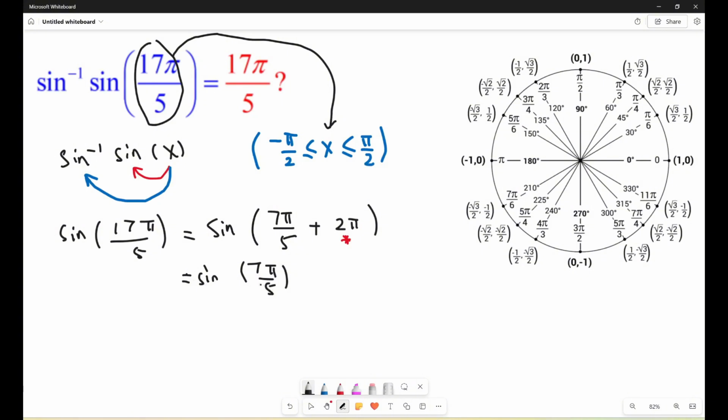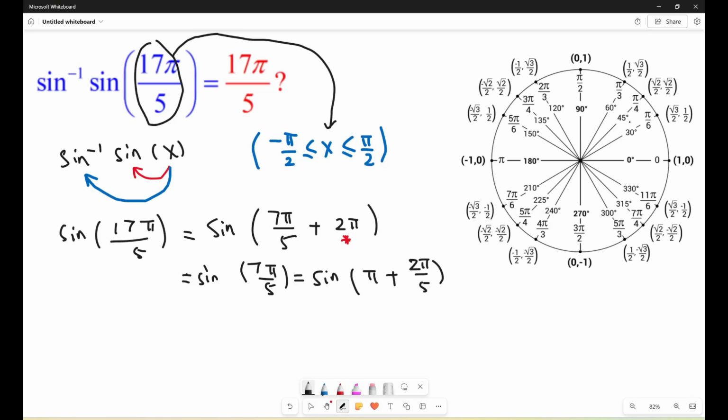Now, we check to see if this is inside of the range. This obviously is outside, because 7 times 3.14 is around 21 point something, and 21 point something divided by 5 is 4 point something, so it's outside. We need to break this one down one more time. It's going to be sine of pi plus 2 pi over 5, because 7 pi over 5 can be written as 5 pi over 5 plus 2 pi over 5. Now we just leave this one for now.